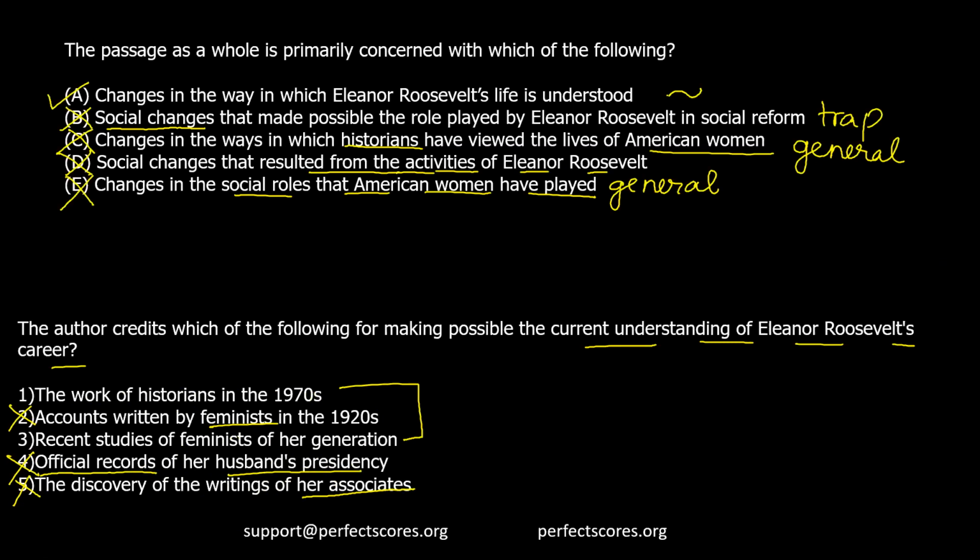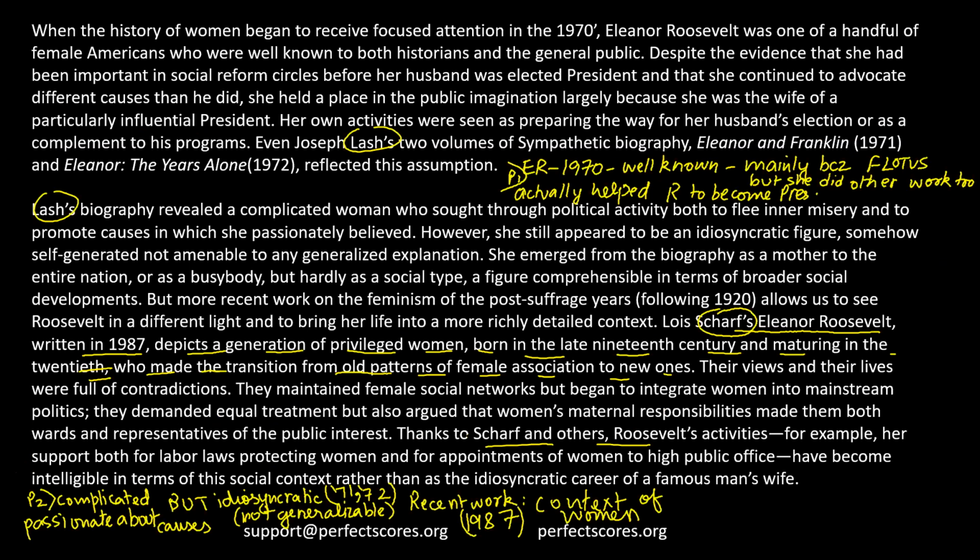Yeah. Okay, now I want you to look at the question once again. The author credits which of the following for making possible? That means what is the cause of how we understand her career today? Is it because of work of historians in the 1970s or recent studies of feminists of her generation? I want to look back. Let me just go back. I think I have a doubt here. History of women. It is about Roosevelt. Yes. Yeah, and the first line itself, I think it gives. See, what about this? This is actually giving you the answer.